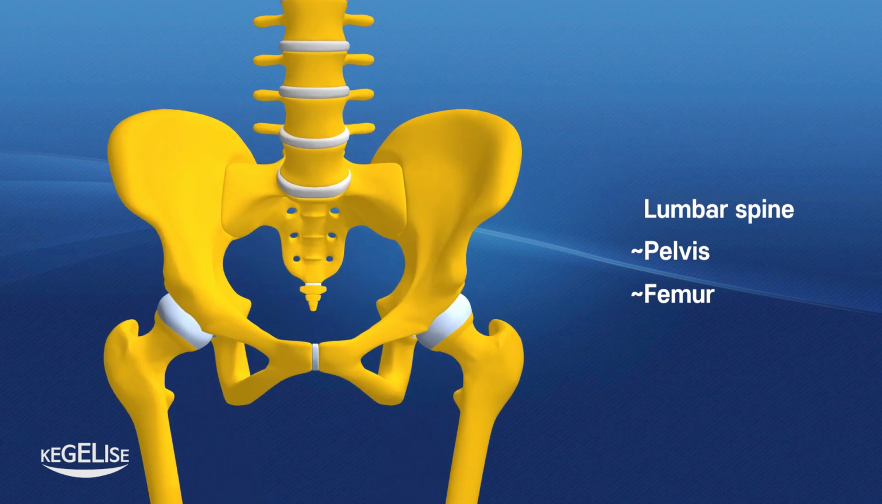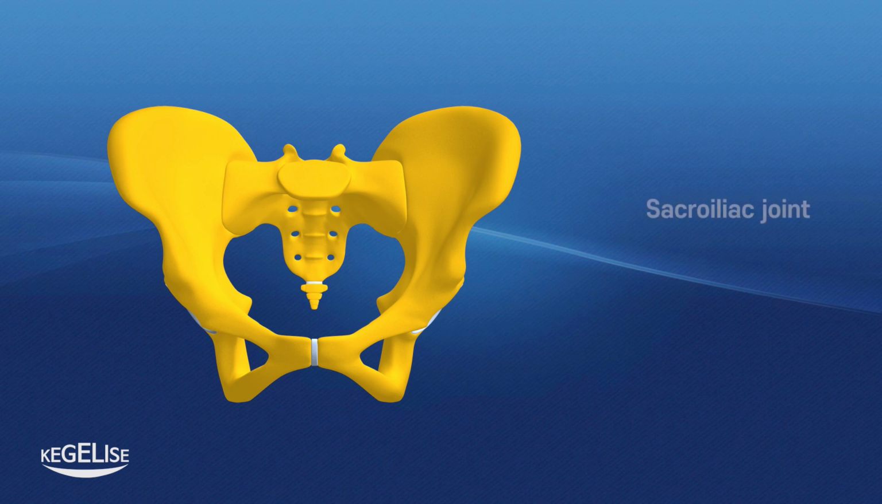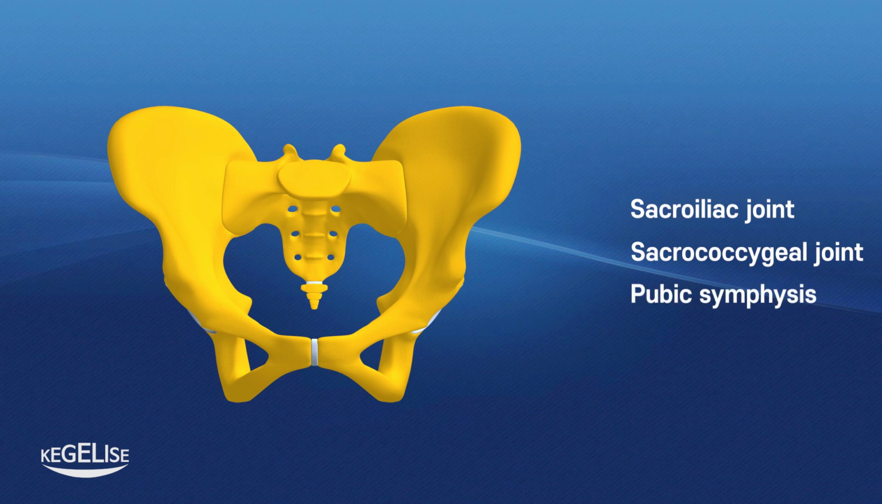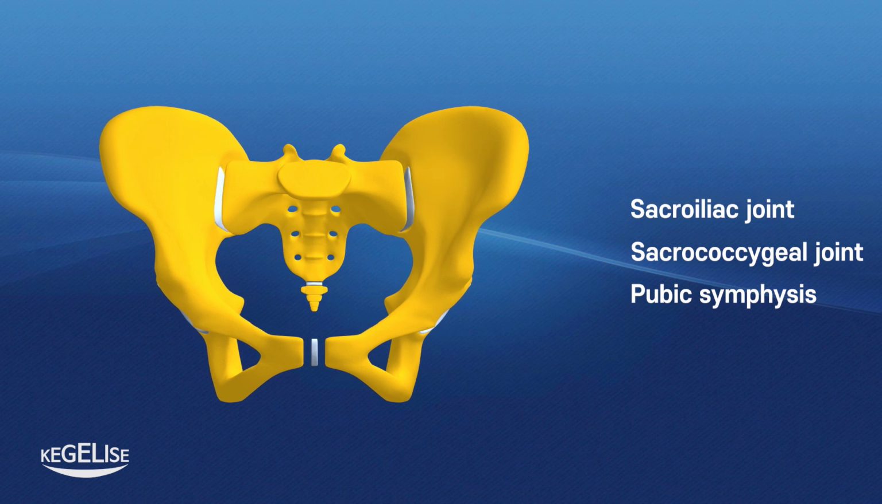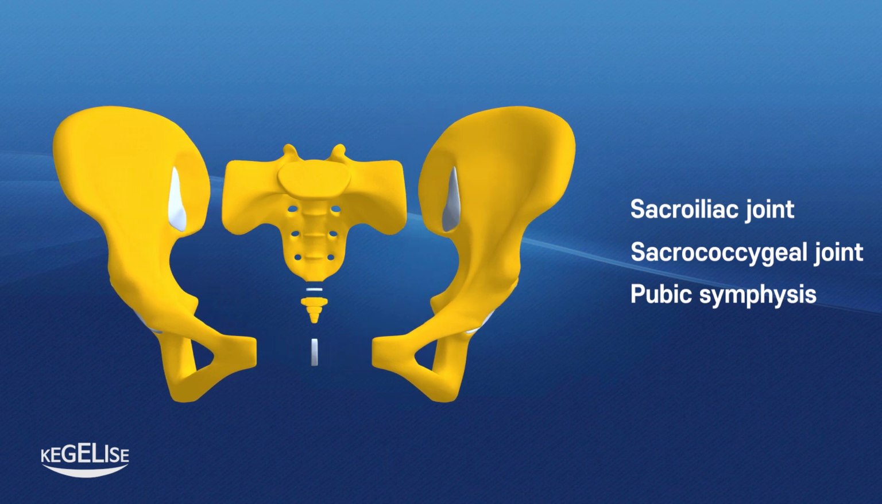The bones that make up the pelvis are connected by joints. The pelvis is also connected to the lumbar spine and both femurs by joints. The sacrum, coccyx, and 2 hip bones are connected by joints. And these joints allow the bones that make up the pelvis to move.